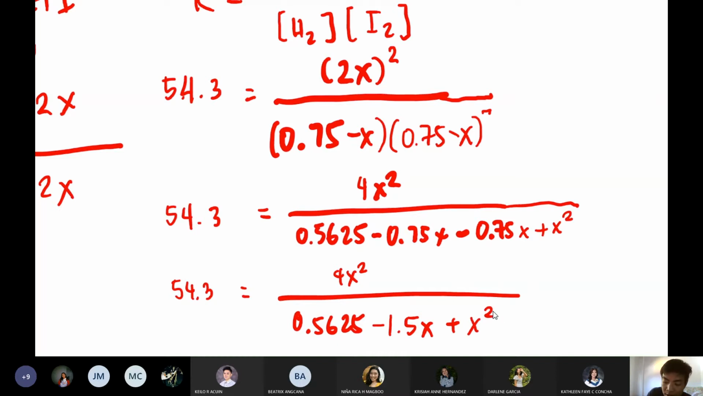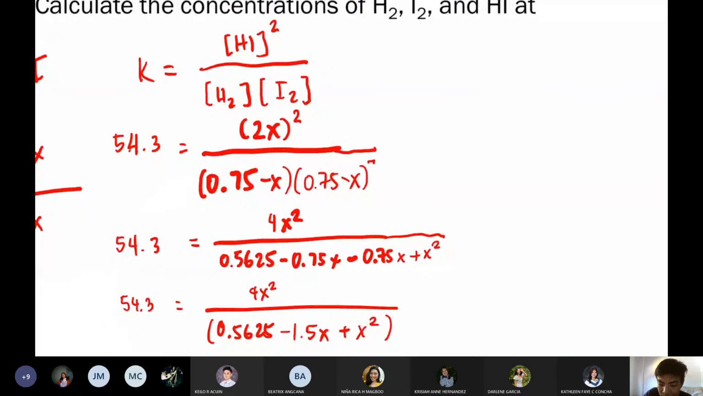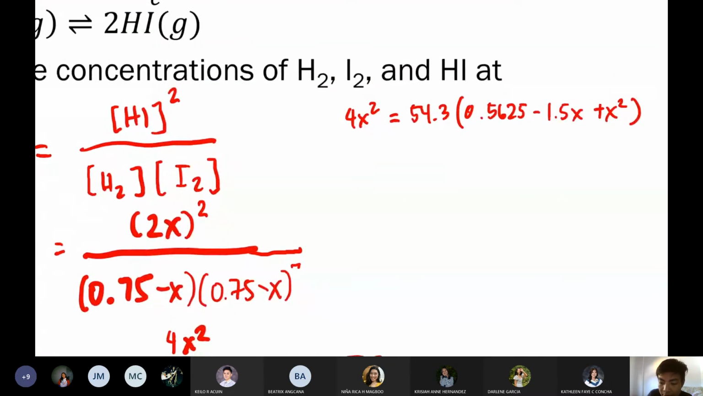You're going to cross multiply the denominator to the right side. Okay, so cross multiply this to the right side. And so let me write it here. So I'll write 4x squared here. Okay, so you cross multiply this denominator onto this one. Okay, so we will get 54.3 times 0.5625 minus 1.5x plus x squared. Biglang nag-algebra tayo na. Anyway, so yan.